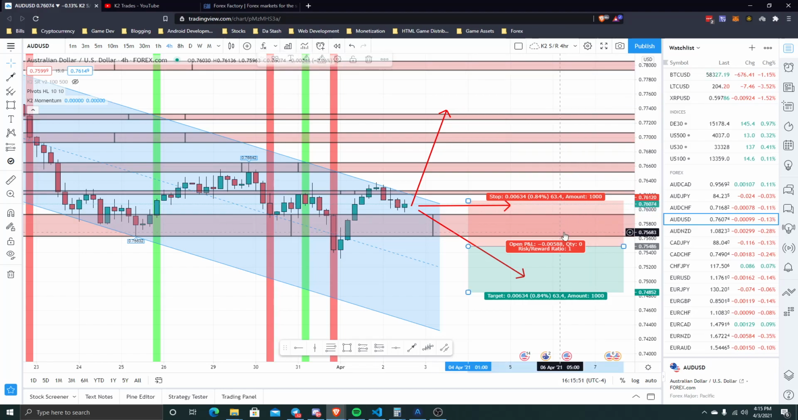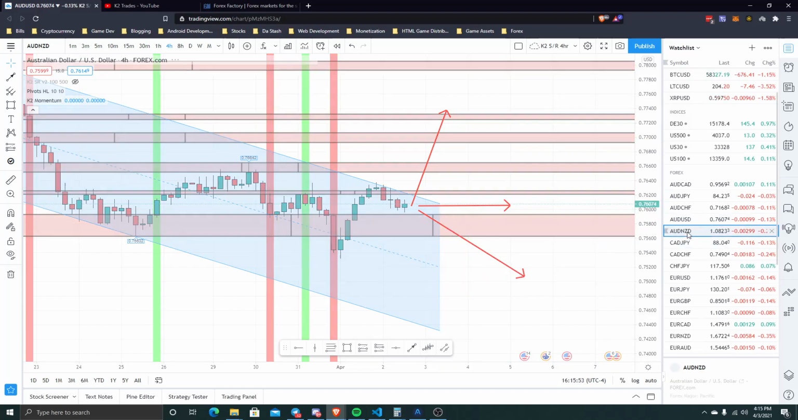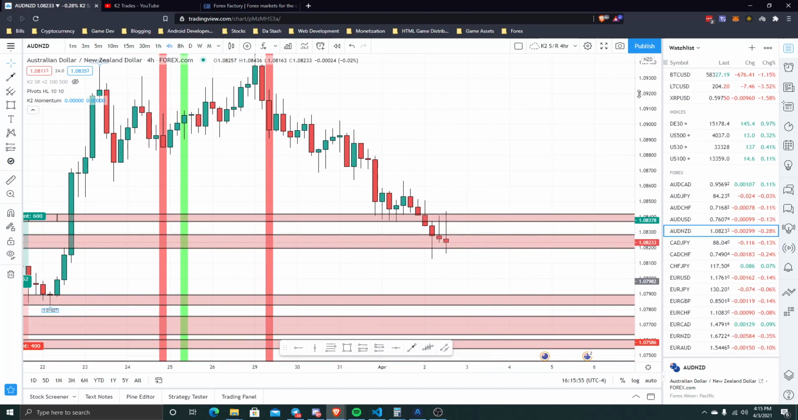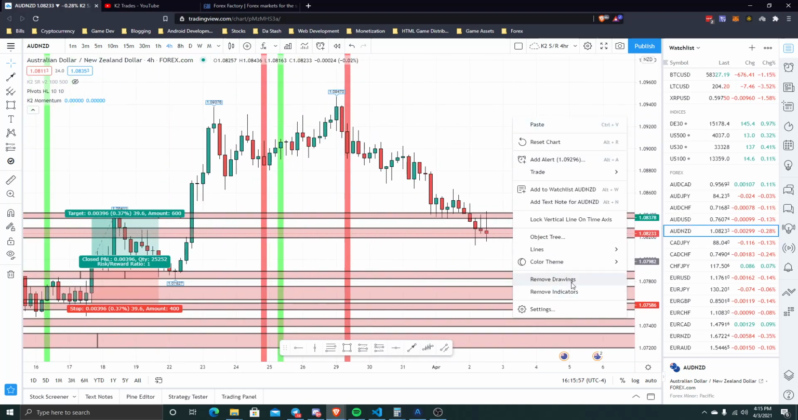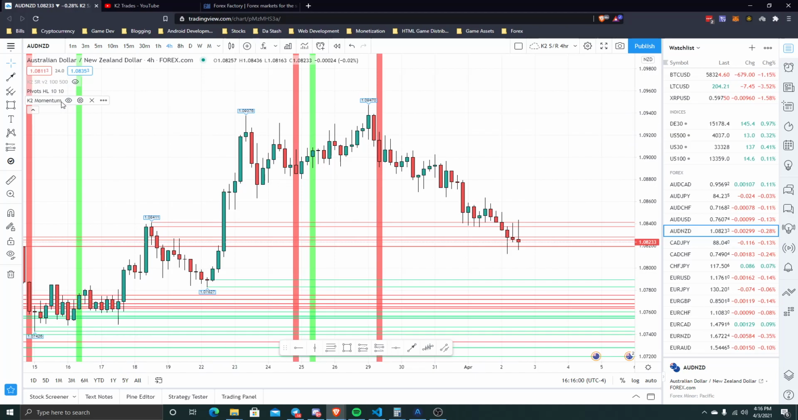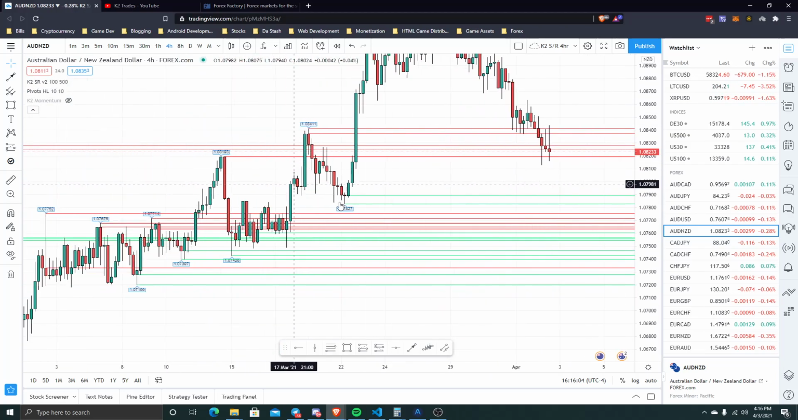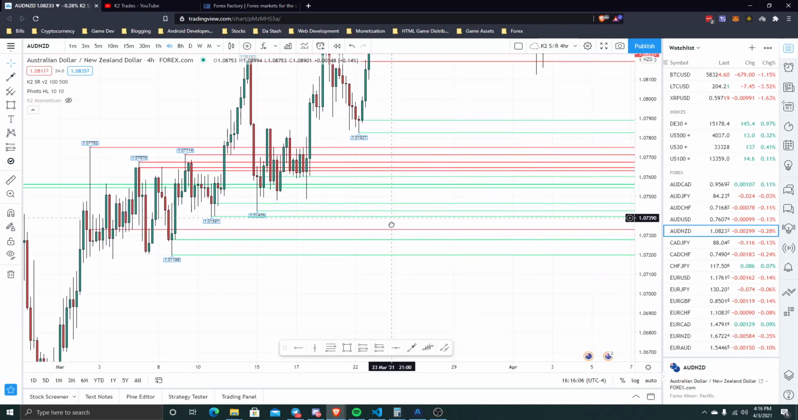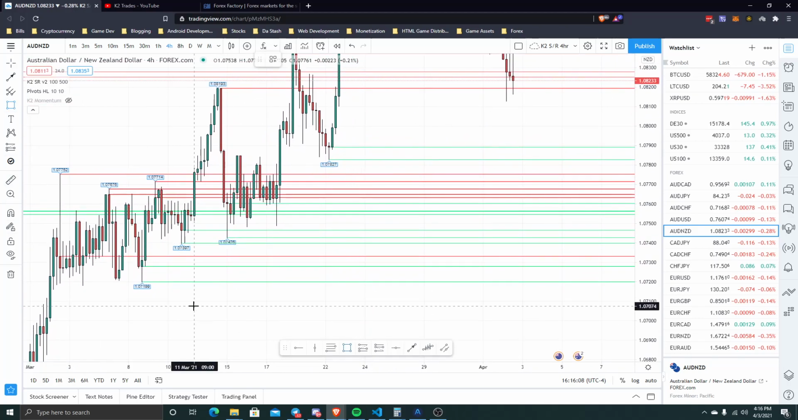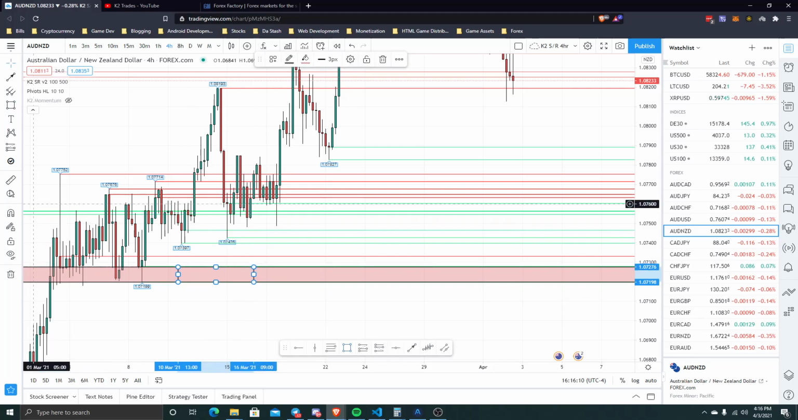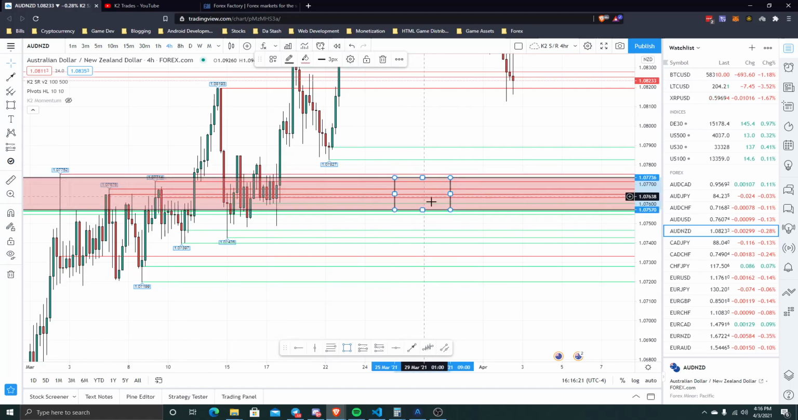All right, so let's go to the next pair, AUD NZD. I'm going to go ahead and remove the drawings here and draw these zones. Start from the bottom. In fact, let me see something here.